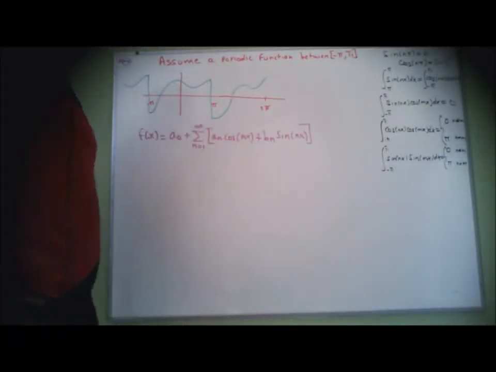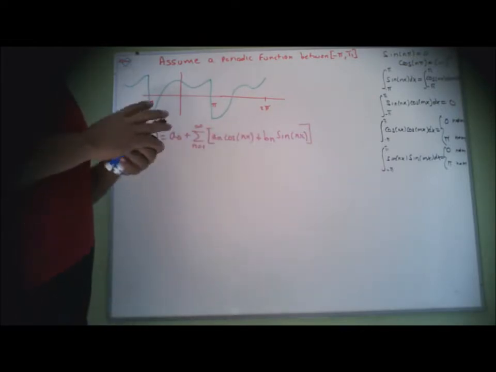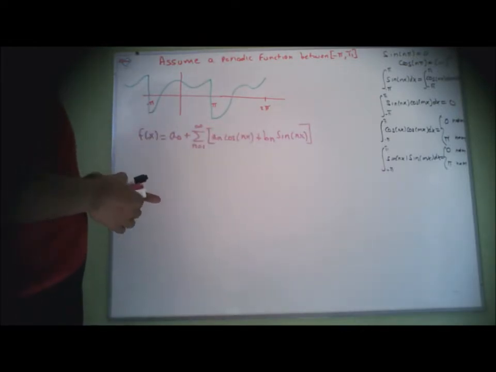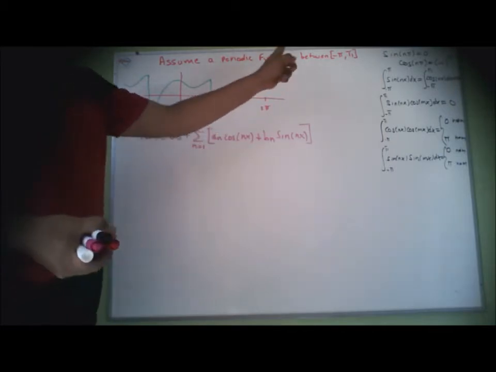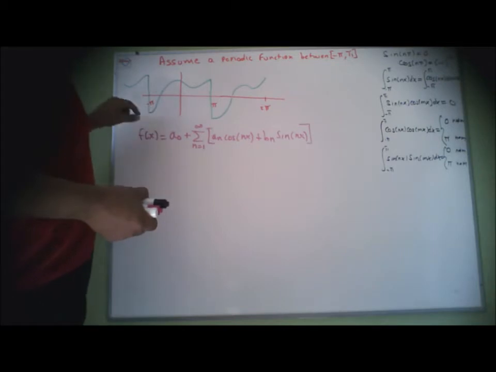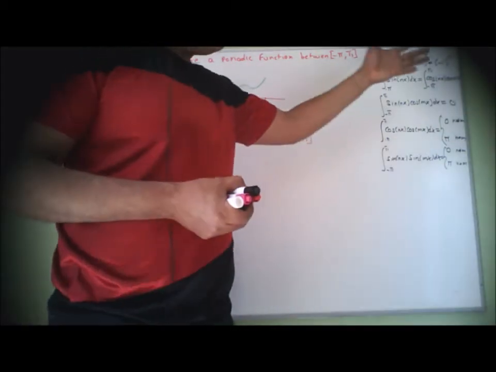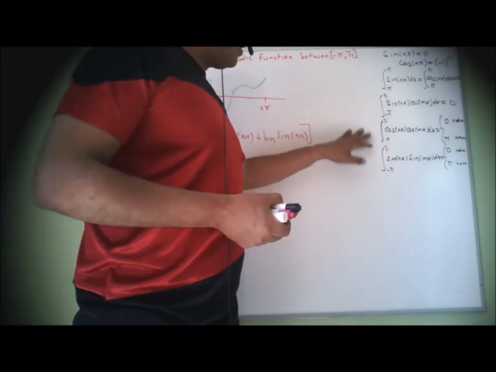Okay, in this video we are going to calculate the coefficients a0, an, and bn. Assume that you have a periodic function between minus pi and pi, and the period is 2 pi. We are going to assume minus pi to pi for the periodic function because of these formulas that we are going to need.